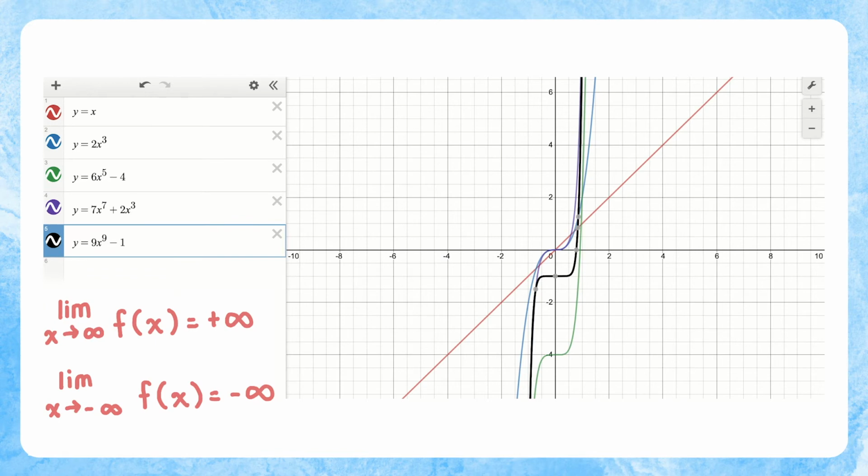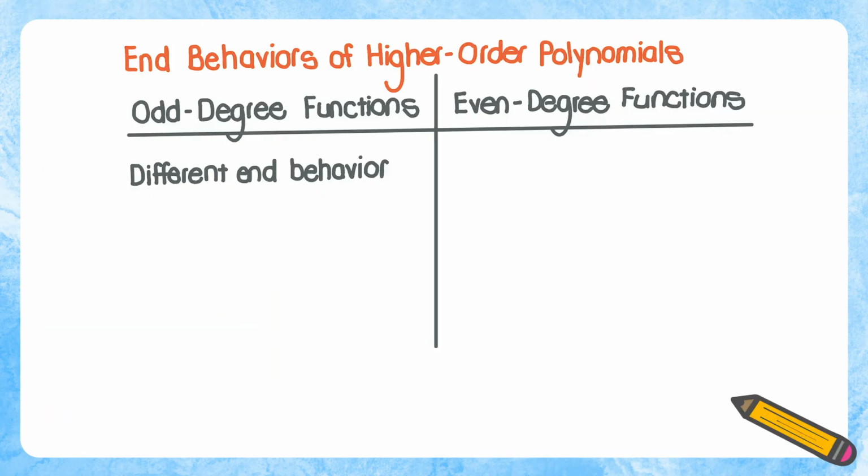Did you notice that the limit of the function as x approaches infinity, so as we go to the far right, is positive infinity because we keep going up, and the limit of any of these functions as x approaches negative infinity, so as x goes to the far left, is negative infinity because we keep going down. So odd degree functions have different end behavior on each end.